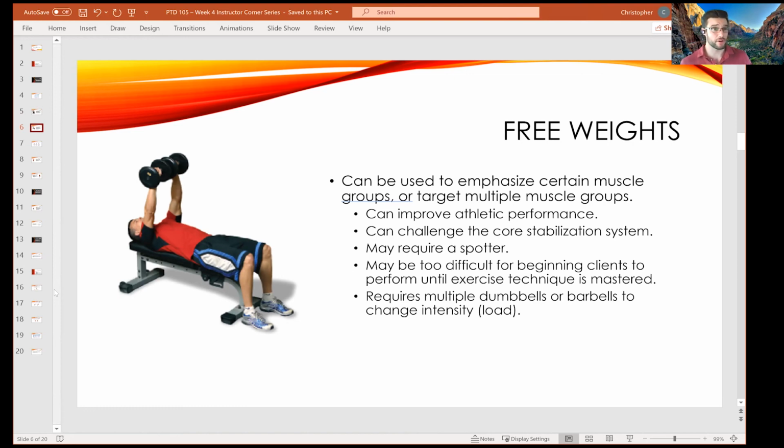Oftentimes free weights can be used with beginners with the correct instruction, with a good coach or trainer. Sometimes they might be too difficult for beginning clients, and more focus on lighter weights and prioritizing exercise technique really becomes the most important aspect when working with free weights. So it's very, very important that although free weights are one of the most common choices when it comes to strength training modalities, we make sure that our client is ready for them during the appropriate phase of training.